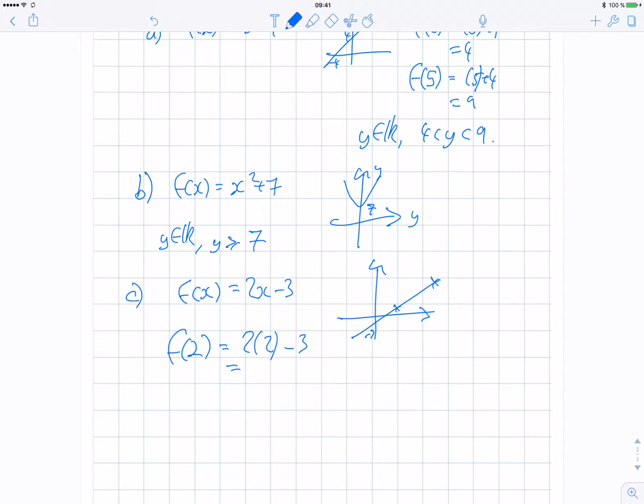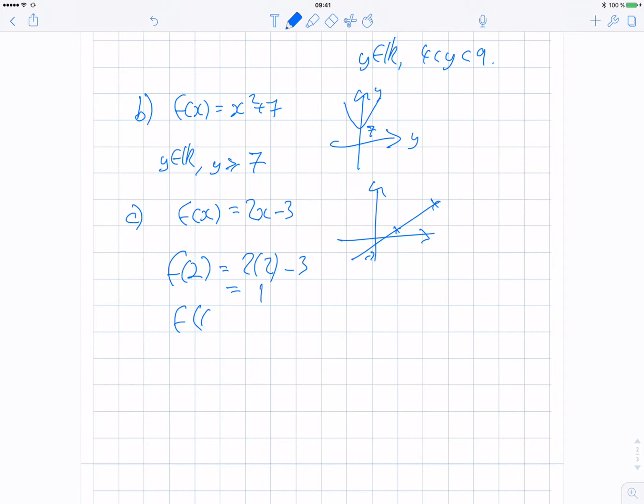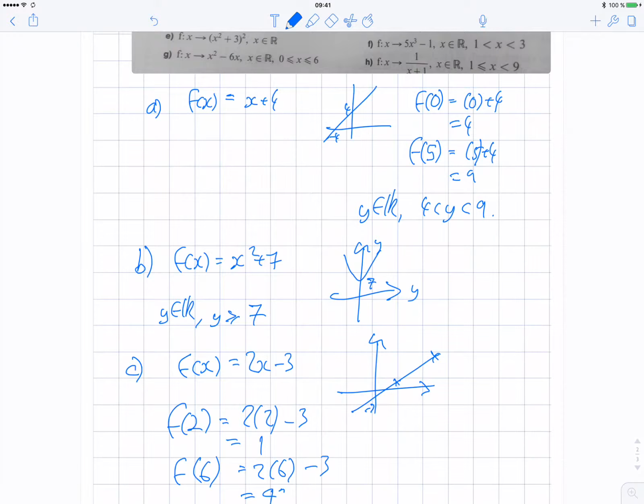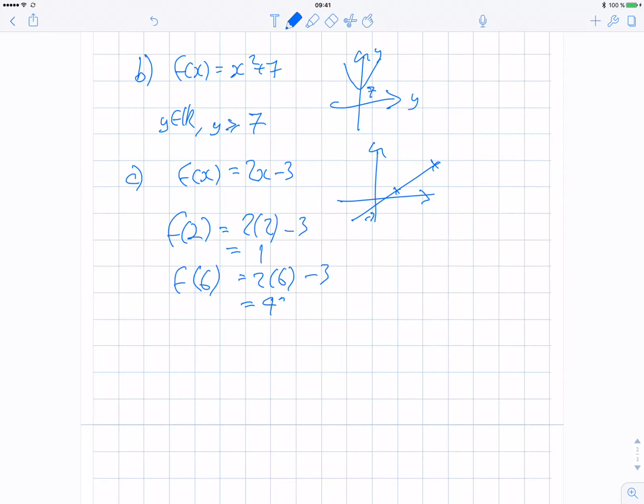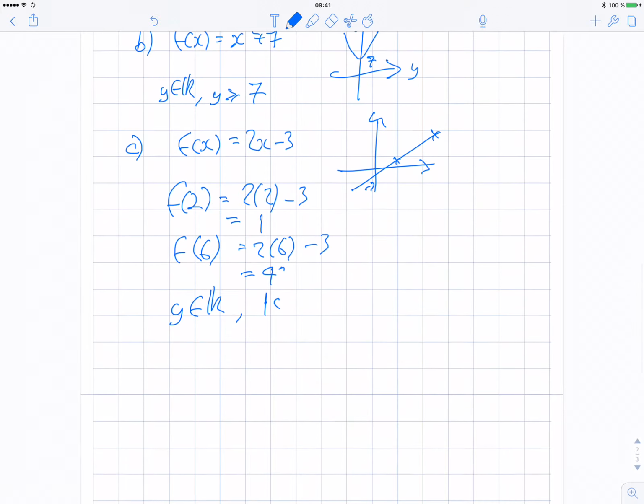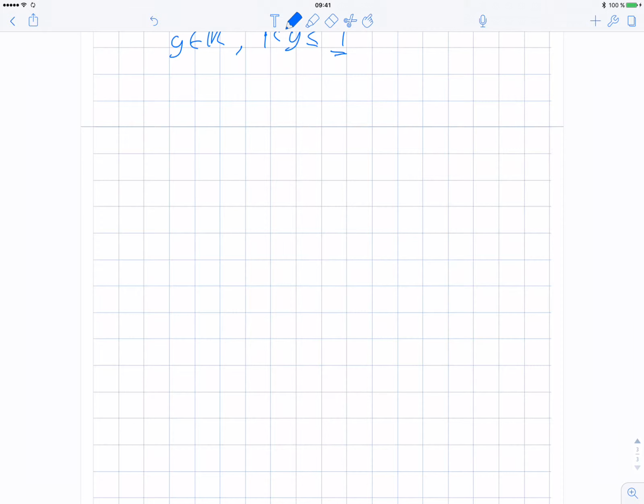X is 2, so we get 4 minus 3, which is 1. And we put in, what's the upper limit? 6. Equal to 2 lots of 6 minus 3, which is equal to 12 minus 3, which is 9. So we're including the 6 but not the 2, so we go y is a set of real numbers where we have 1 is less than y, which is less than or equal to 4. Oh, sorry, 4. It was 9, wasn't it? I can't read my own writing. It's 9.